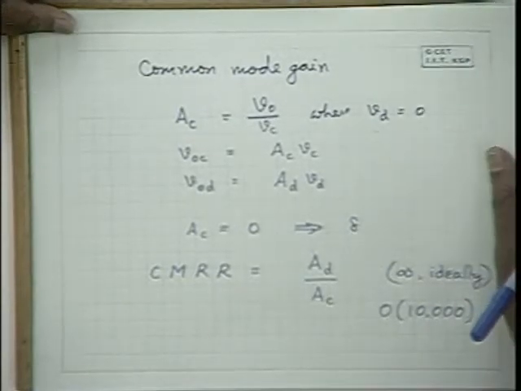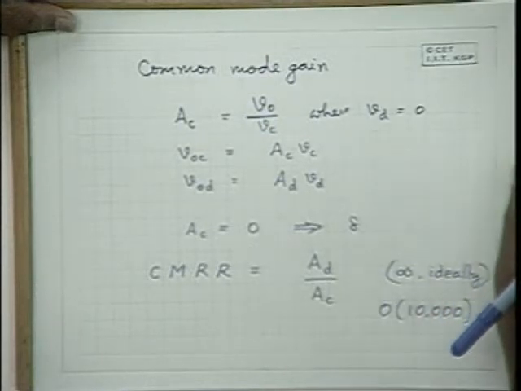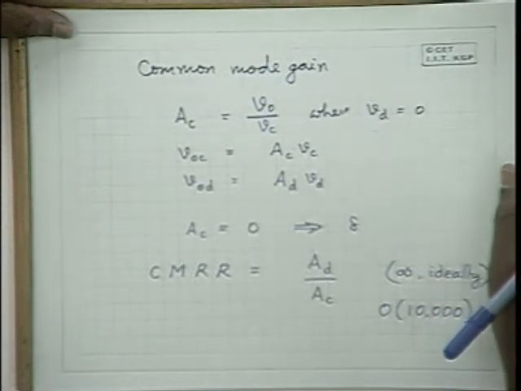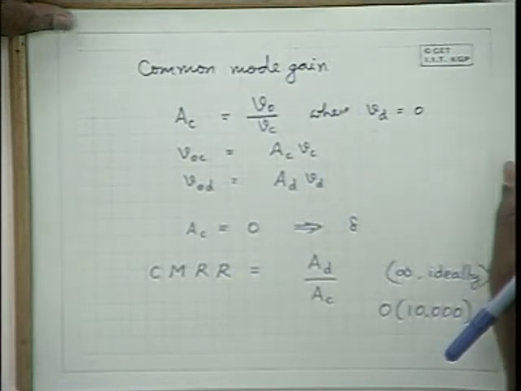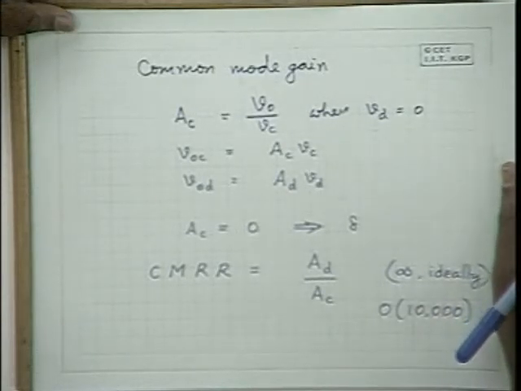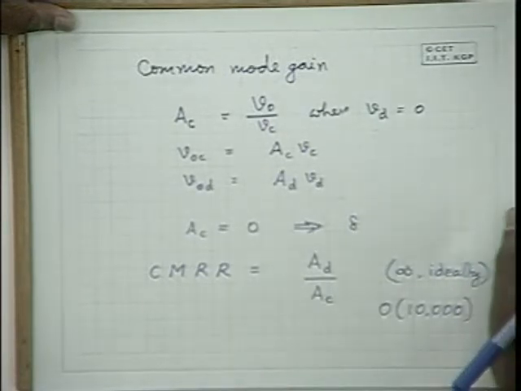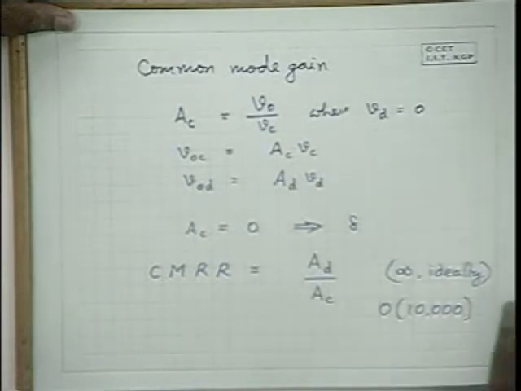Are there any questions on what is a differential amplifier, what is a common mode signal, what is a difference signal, and what is differential gain, what is common mode gain, and what is the common mode rejection ratio? Any questions? So can you give an example of its application? There is a question regarding the application of a differential amplifier.